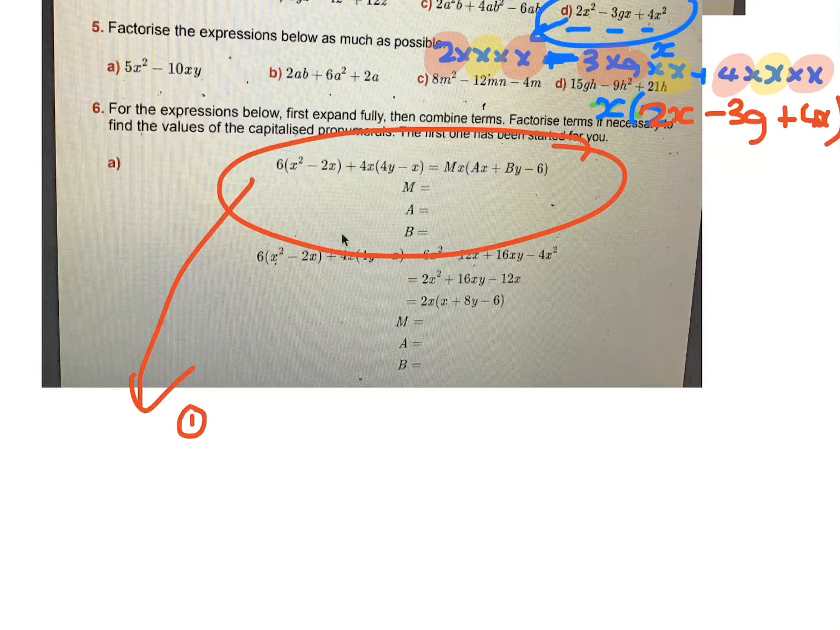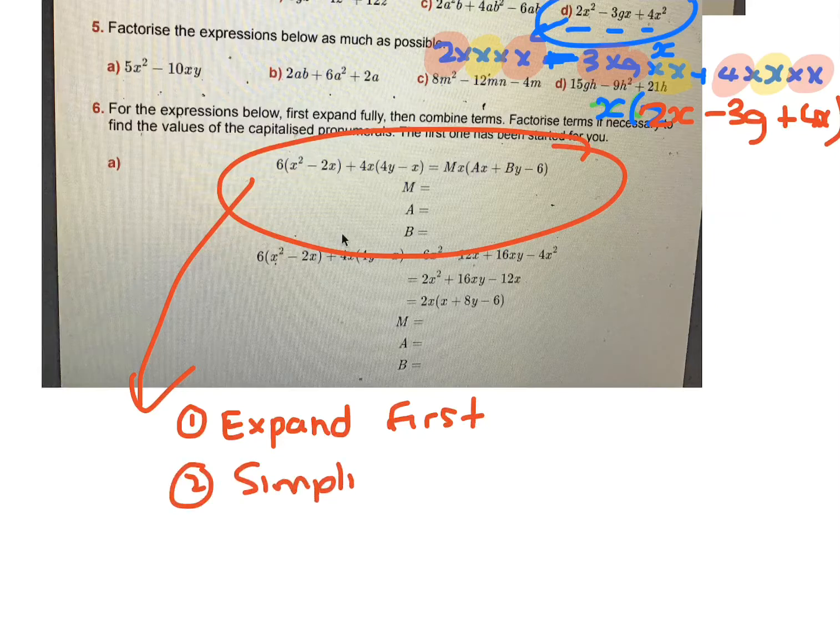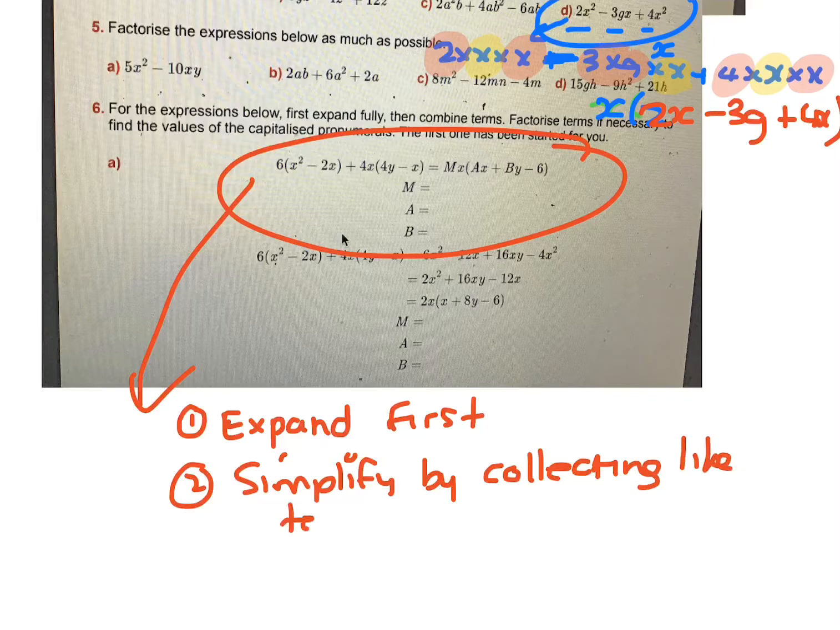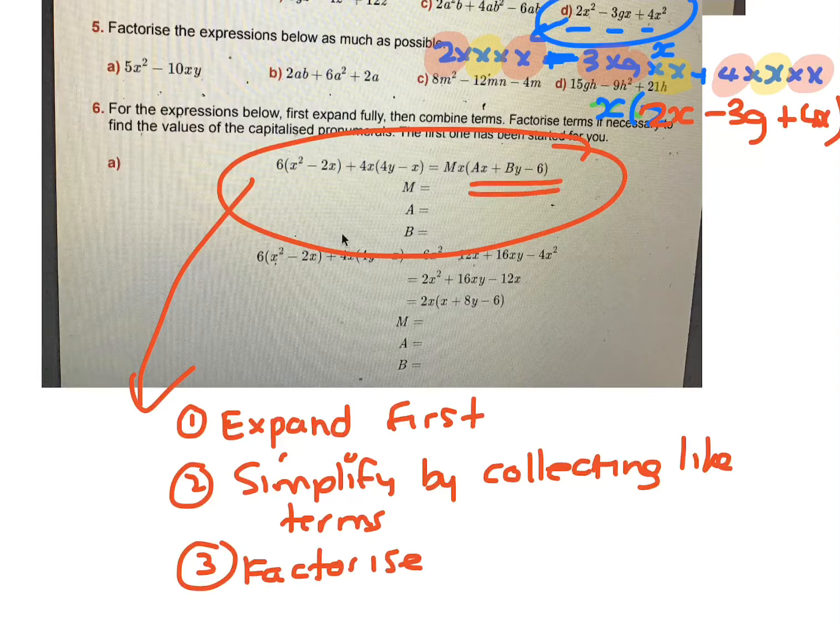So what you have to do here, there's a couple of steps. You have to expand first, right? And then you have to simplify. So this one involves a few steps by collecting the like terms. And then the third thing you have to do is put it back into brackets, because you can see it goes back to brackets at the end there. So you have to put it into brackets because you have to factorize it.